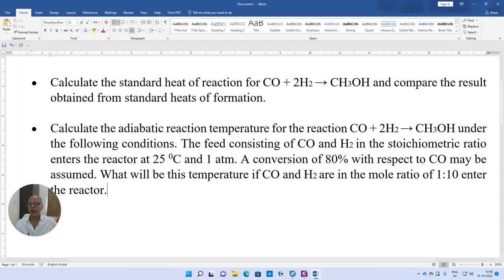Session, I would like to demonstrate some simple calculations which can also be done manually. First of all, I'll be demonstrating how to calculate the standard heat of reaction by taking this particular stoichiometric reaction, followed by how to estimate the adiabatic reaction temperature for the same. Okay, so let us go ahead and see how this can be done using Aspen.